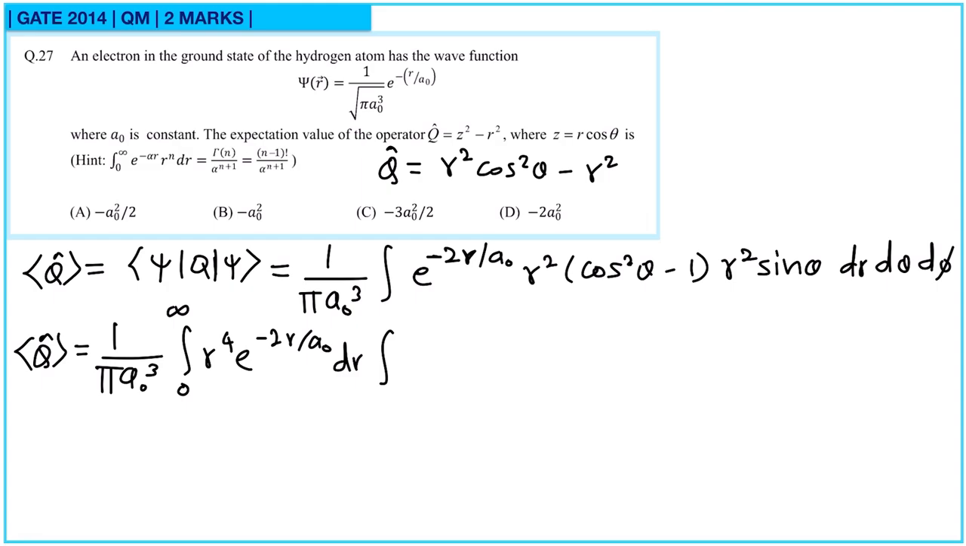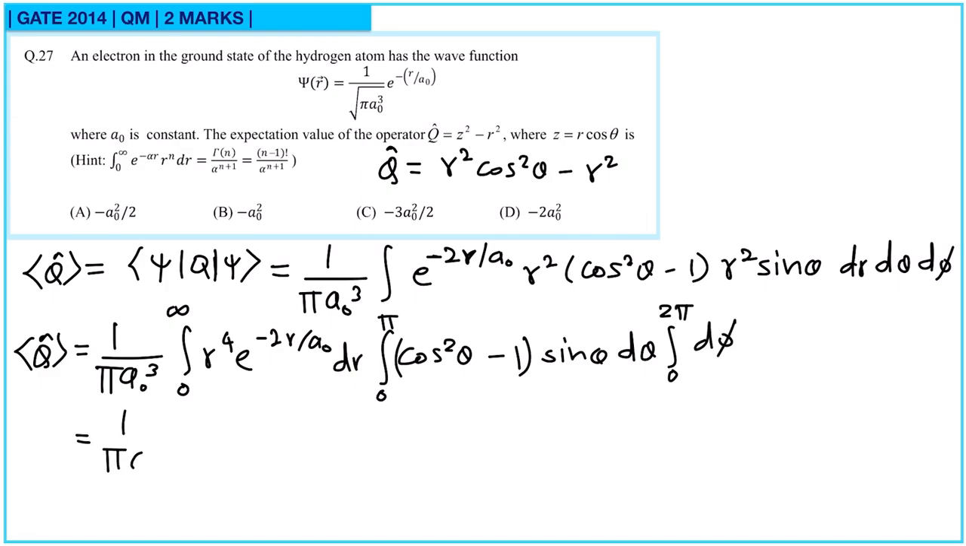Then here we have cos square theta minus 1. So 0 to pi cos square theta minus 1 into sin theta d theta, and lastly 0 to 2 pi d phi. So this will be equal to 1 upon pi a naught cube. Now this integration is of r raised to 4 e raised to minus 2r by a naught. So that will be equal to 4 factorial upon a raised to 4 plus 1, that is 5. So that is 2 by a naught, the whole thing raised to 5.